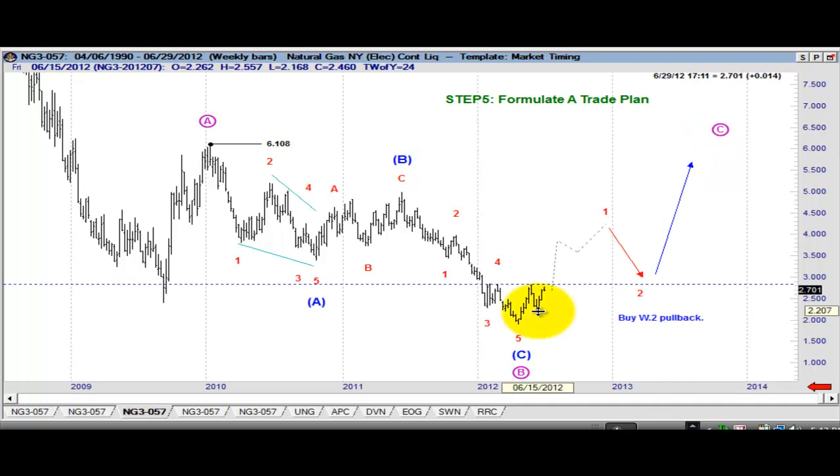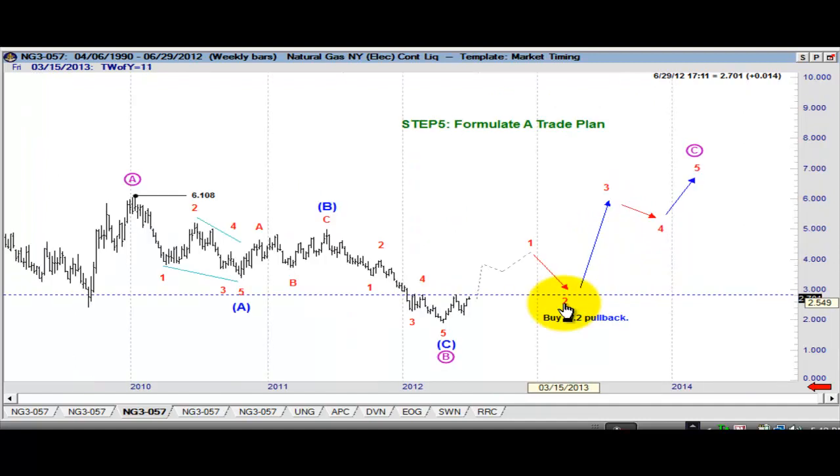In which case, I would wait for wave 1 to complete, then buy a 3-wave decline in wave 2, and participate in most of the advance in wave 3, the institutional wave. After a small pullback for wave 4, we should see another rally in wave 5 to complete wave C circle.